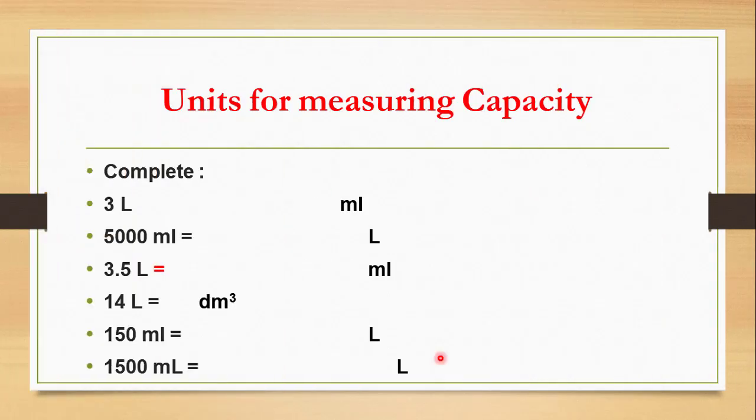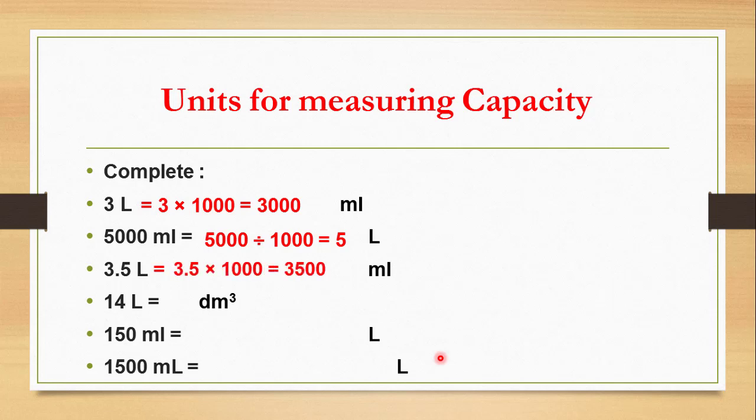Try to solve this exercise. The first one, we are converting from liter to milliliter, from big to small, so I'll multiply by 1000. It will be 3000. The next one, from milliliter to liter, from small unit to big unit, so I'll divide by 1000. It will be 5. The next one, 3.5 liter to milliliter. I want to multiply from big to small. I'll multiply by 1000. It will be 3500 milliliters.